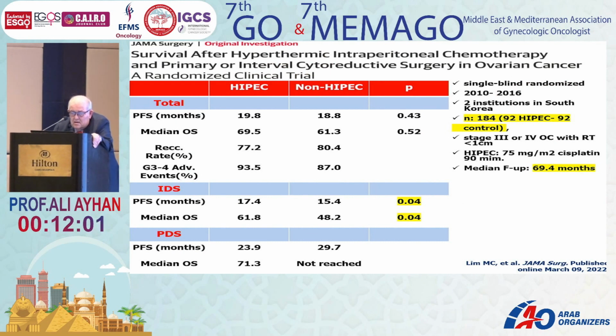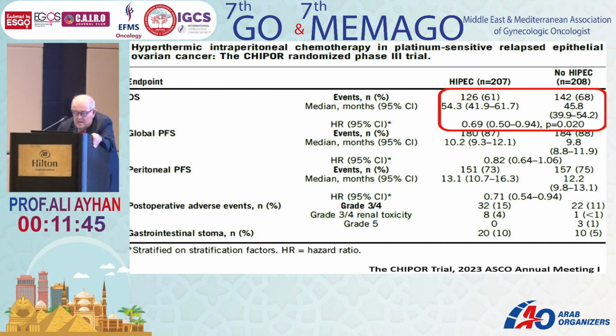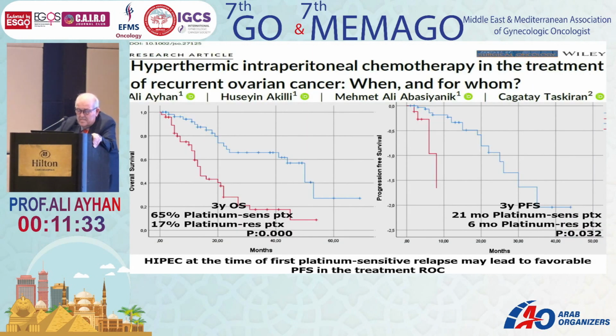Another South Korean study, interval debulking, and as a second point, limited benefit. CHIPOR, another prospective randomized study, there is a beneficial effect of neoadjuvant plus HIPEC. This is our study in the recurrence, platinum-sensitive recurrent disease, and also if the first recurrence is very suitable for HIPEC.